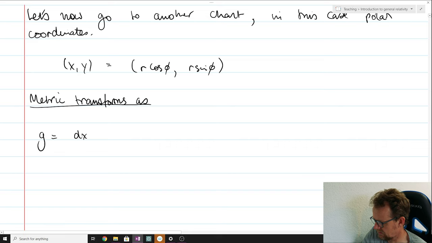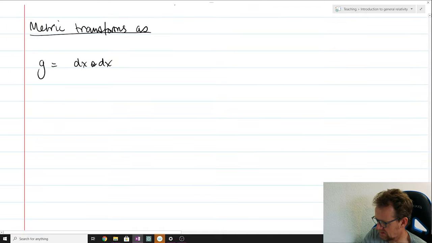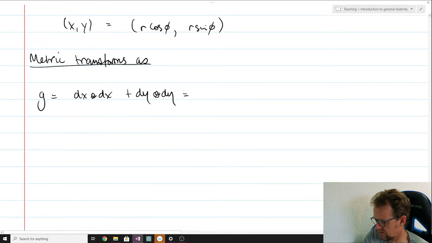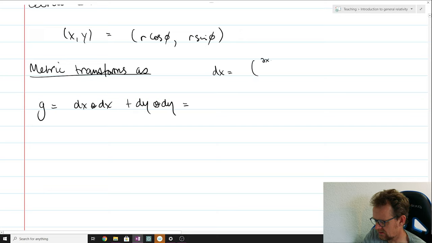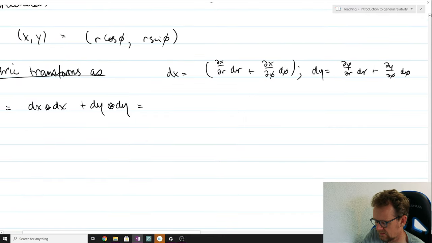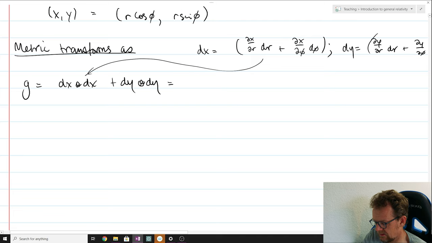Well, remember that g in the old coordinate system is dx tensor dx plus dy tensor dy. Now we're going to go to the new coordinate system. To do that, we have to note that dx is the same as partial x partial r dr plus partial x partial phi d phi. And similarly, dy is partial y partial r dr plus partial y partial phi d phi, right? That's just what it means. The differentials of the coordinates x and y. We can substitute those two expressions into the metric here.